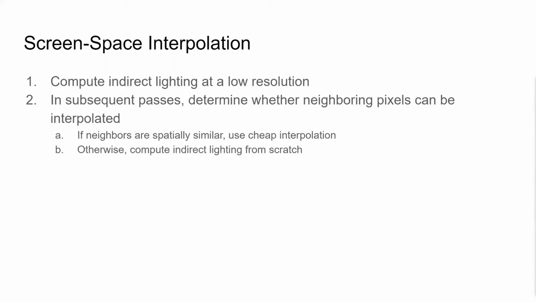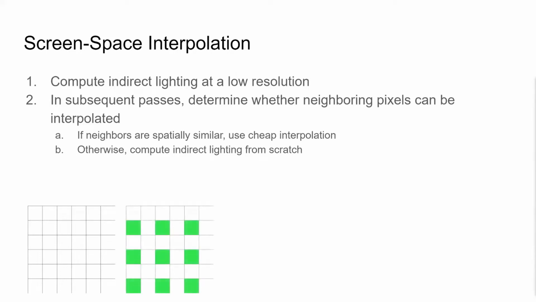And then also the RSM paper uses a basic screen space interpolation technique to improve performance. So first, the expensive indirect lighting is computed at a low resolution. In this example and in my implementation, I use quarter resolution. And actually we have a series of passes which progressively attempt to fill in the missing pixels by interpolating the neighbors. If the neighbors are spatially similar, we're able to blend them.